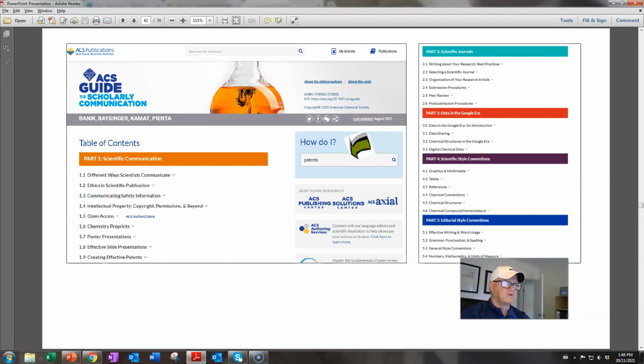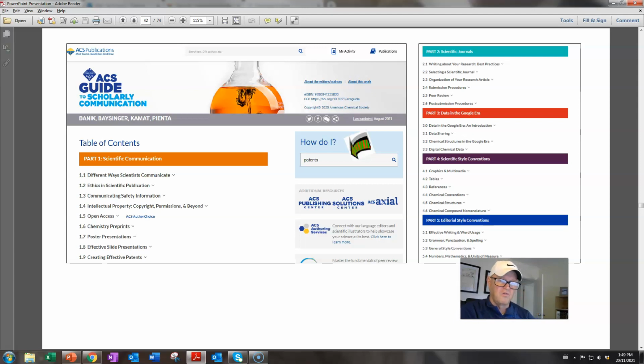On that guide, it told you the ACS Guide to Scholarly Communication. This is really neat. This is the chemistry style manual. It's really a database of interactive tools. On the left-hand side, it gives you a table of contents, and it's updated continually rather than in the different editions that come out. New sections are added, new things are added. It's really an amazing tool. So if you're in chemistry or you want to know how best to cite or communicate or do things like a poster, this is great. On the right-hand side are the other tables of contents. It talks about journals, best practices, data in a Google era, which is kind of neat, scientific style conventions.